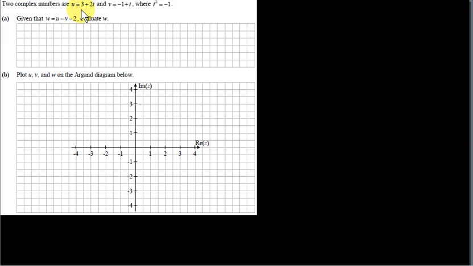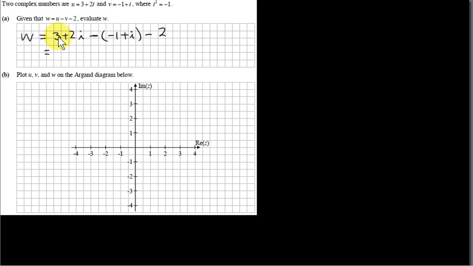Two complex numbers are u equals 3 plus 2i and v equals minus 1 plus i, where i squared is minus 1. Given that w equals u minus v minus 2, evaluate w. So w is 3 plus 2i, then we have minus v, so you need to put v in brackets, minus 1 plus i in brackets because we're minusing it, and then we have minus 2 written down.